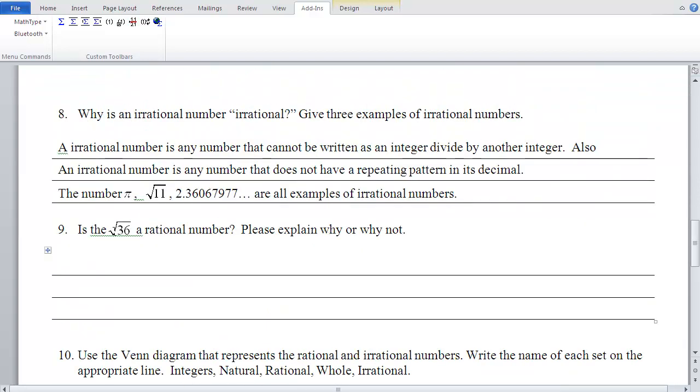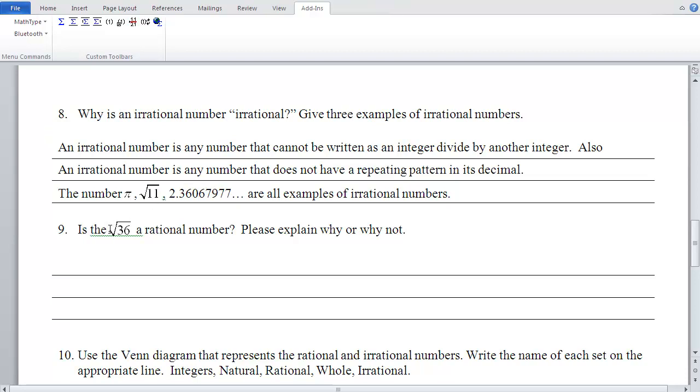Very good. Hope you're following along okay. So here's our answer for this. I need to change that to an n. An irrational number is any number that cannot be written as an integer divided by another integer. Also, an irrational number is any number that does not have a repeating pattern in its decimal. The number pi, square root of 11, and the square root of 5 are all examples of irrational numbers.